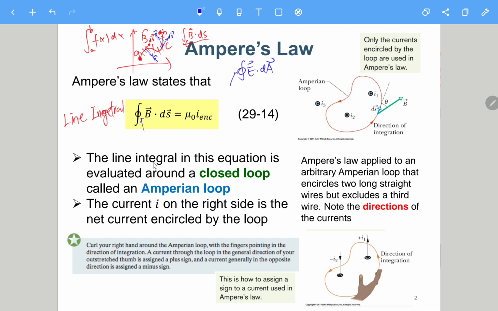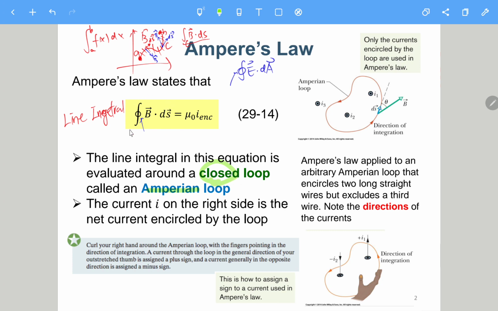So the line integral in this equation is evaluated around a closed loop. This closed loop is identified by this circle, called an Ampere loop. Sometimes we just call it a closed loop, and in this textbook it's called the Ampere loop, because it is for Ampere's law. So we call it Ampere loop. It's just a name, so don't be afraid. It just means a closed loop, nothing else.